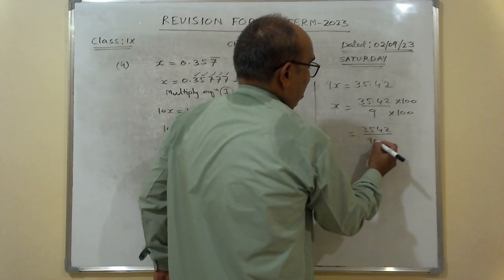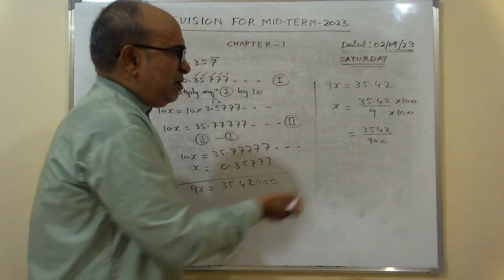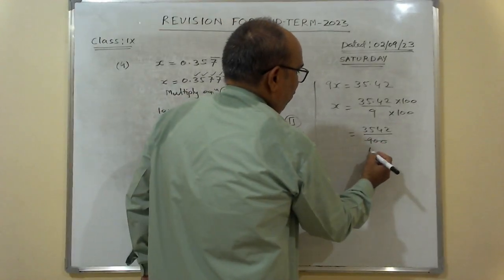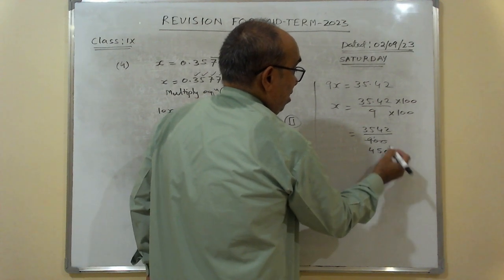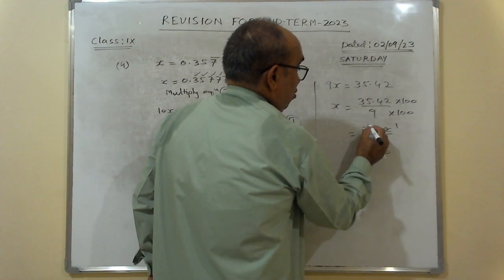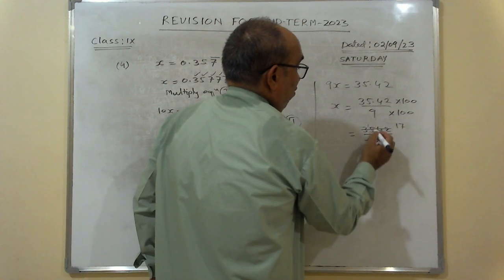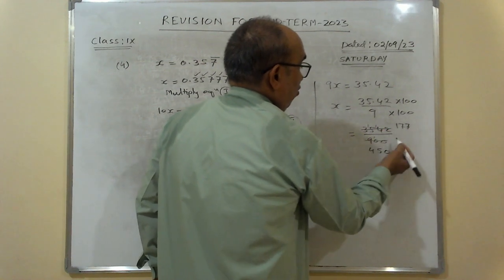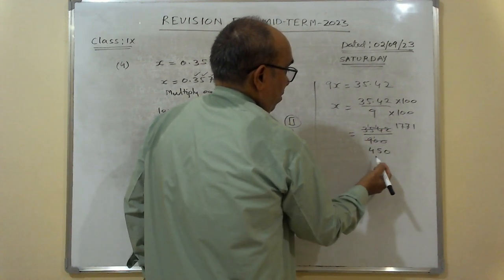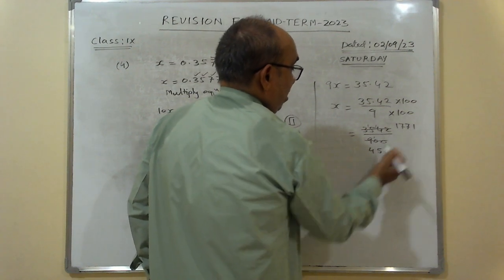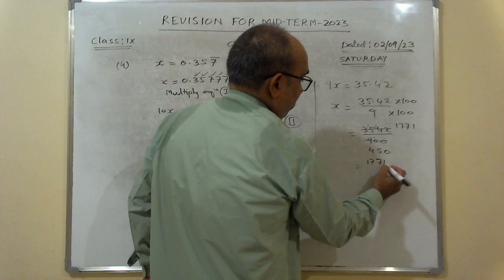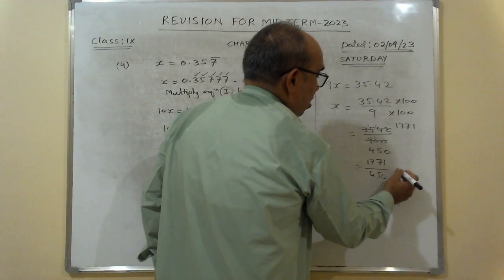3542 and here 900. You simplify it, it is divisible by 2. 2 4s are 8, 2 5s are 10, 0. 2 1s are 2, 2 7s are 14, 1, 2 7s are 14, 2 1s are 2. 5 4 9. I think this is the answer. So 450 is the answer.